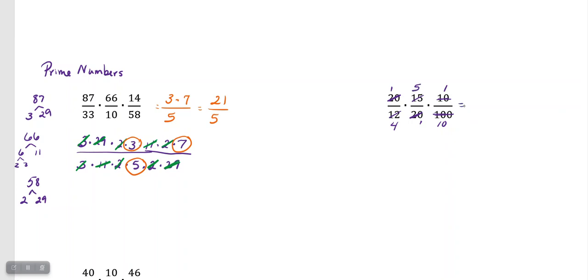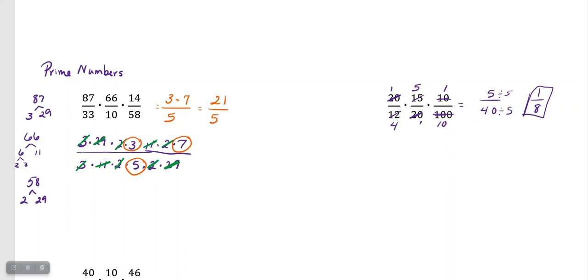And then I'm going to multiply straight across. 1 times 5 times 1 gives me 5. 4 times 10 gives me 40. Well, notice I didn't catch everything because 5 and 40 will reduce. I can divide them both by 5. They're both divisible by 5. So 5 divided by 5 is 1. 40 divided by 5 is 8. So my final answer is 1/8.